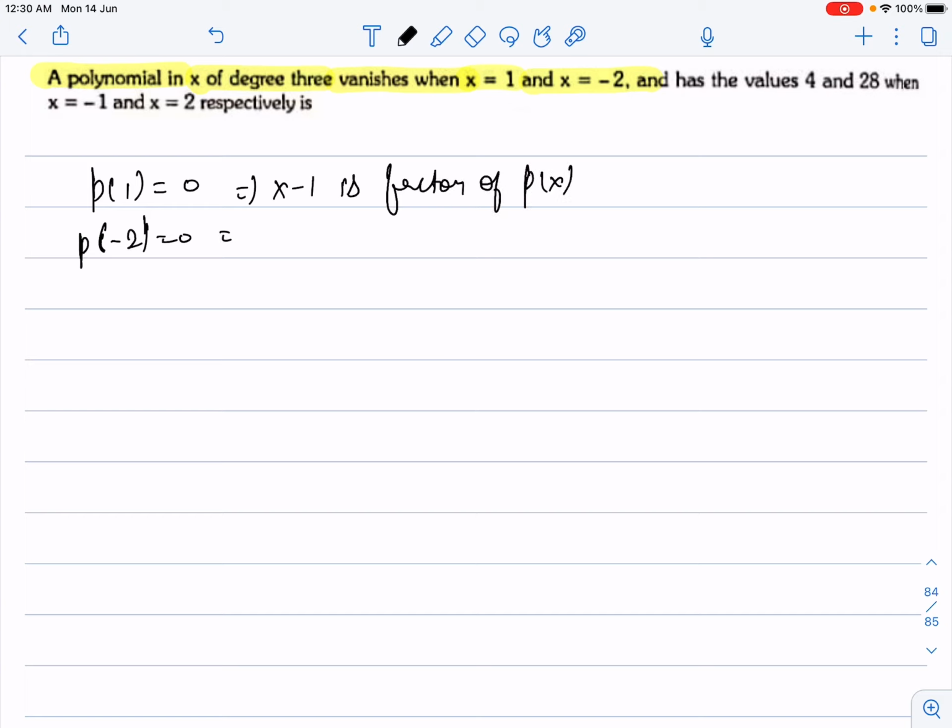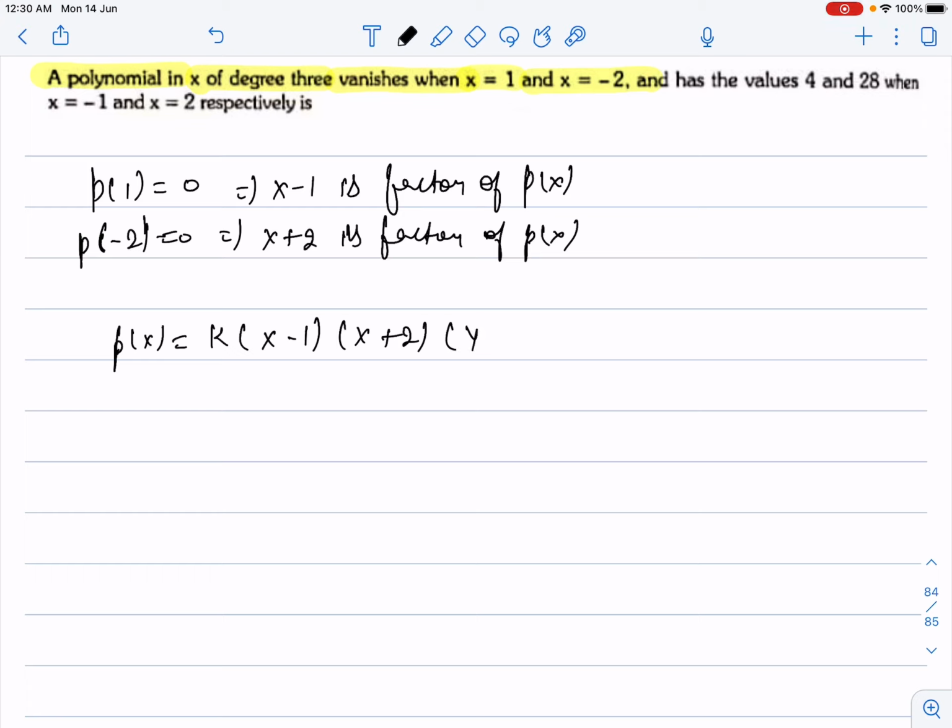Then next, what will be implied? x plus 2 is a factor of p of x. So how can p of x be written by me? P of x can be written as k multiplied by x minus 1 multiplied by x plus 2 multiplied by x minus gamma. Hope you guys would have got my point. Now let's proceed further. Gamma is what? The third root of this polynomial. Third root of p of x be gamma.